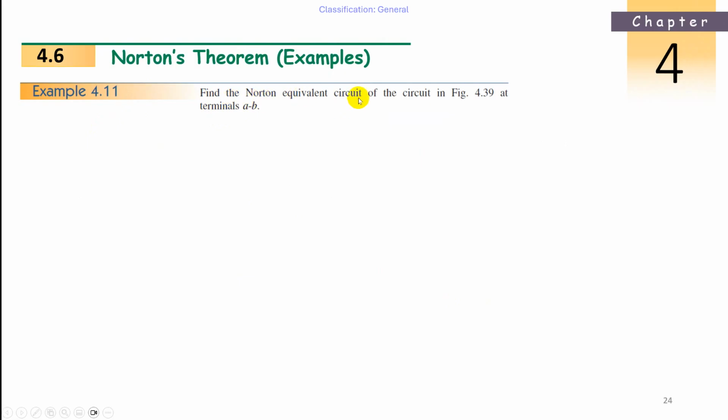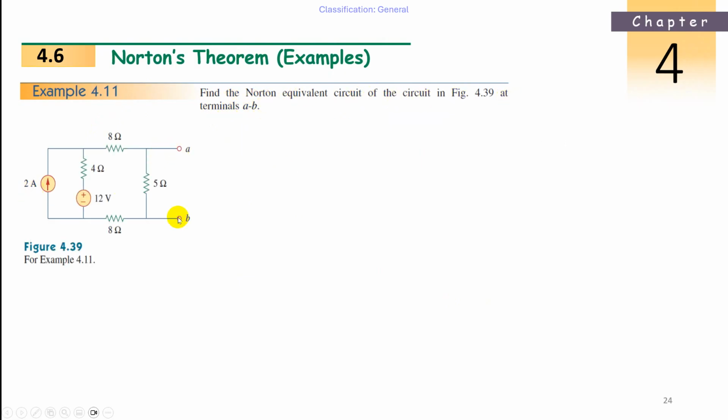Find the Norton equivalent circuit of the figure at terminals A and B. So we need IN and RN. First we can find RN, because we don't have any dependent sources, just independent sources.